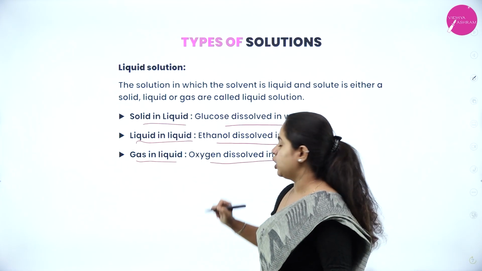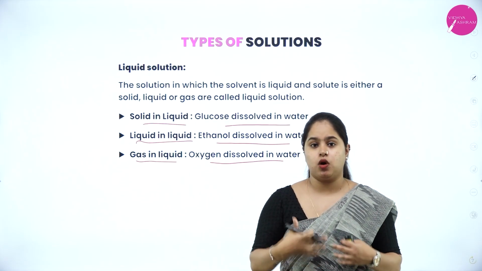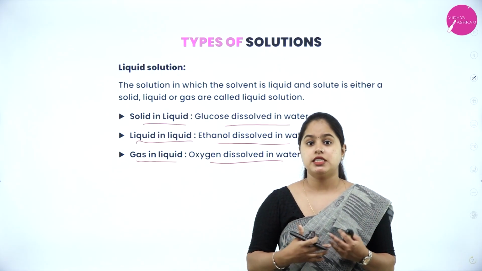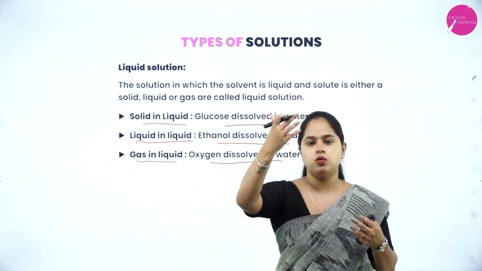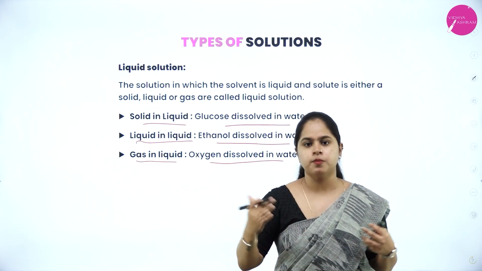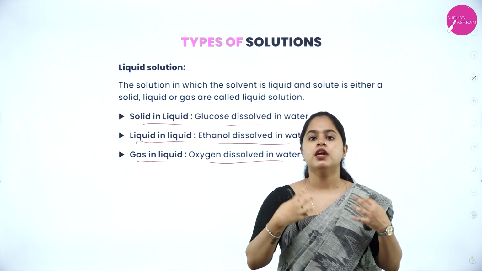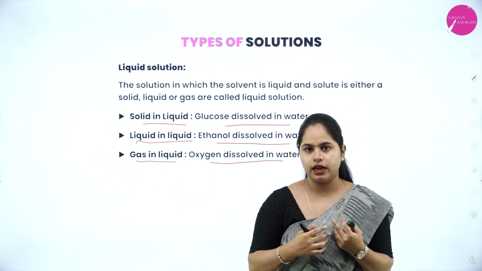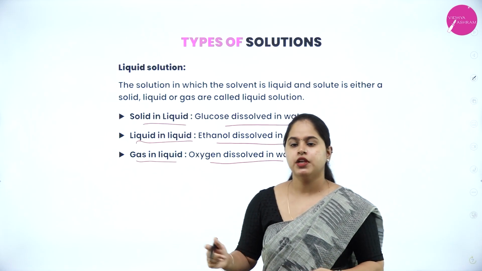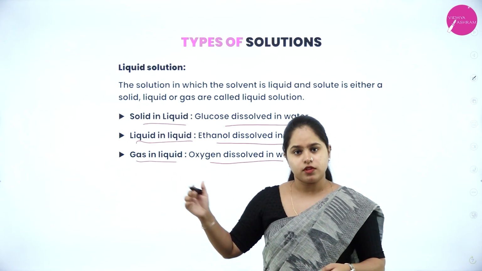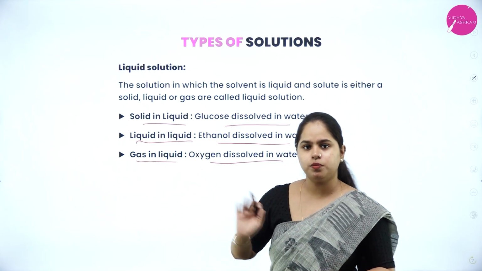Now, where is this important? Oxygen dissolved in water, right? How do aquatic animals or aquatic species survive? Because of the oxygen which is dissolved in the water, right? They don't come outside and breathe from the atmosphere. The oxygen is present inside the water, dissolved in it, and the aquatic animals use that. So the oxygen dissolved in water is important in that case. So gas in liquid, oxygen dissolved in water, is an example of a gas in liquid solution. I hope this is also clear.